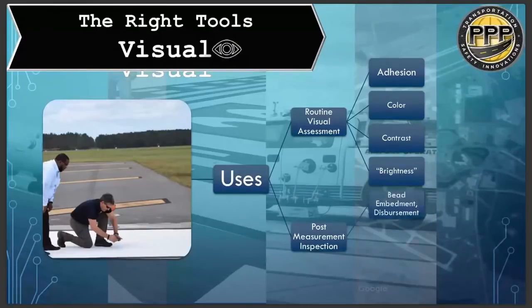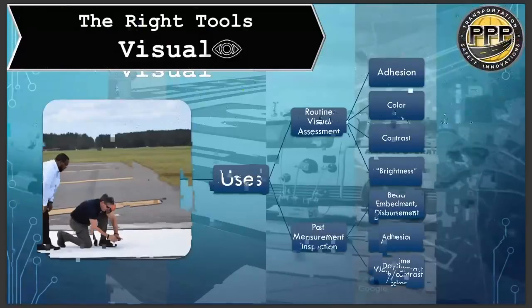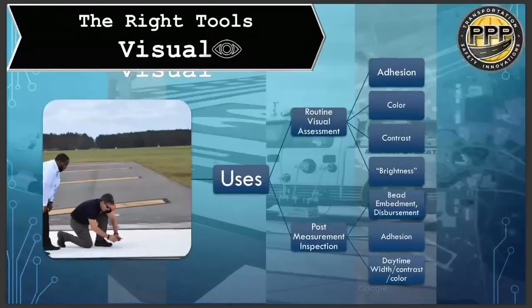Post-measurement inspection. Even if you do a full assessment with a mobile device, there's going to be some visual inspection that you'll want to do. And if you see a problem, you can go out there and check for bead embedment and dispersement. You can check for adhesion again, and then your daytime width and contrast in color. So these are all the things that you would do after a full measurement inspection to follow up on that, to make sure that everything was in order, or even be able to identify issues.